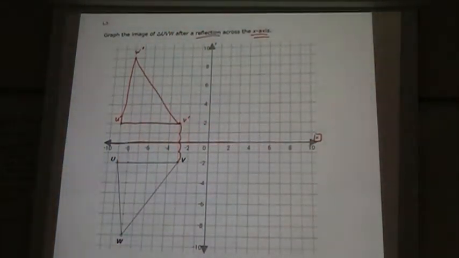Is that the only way to do it? No. But I feel like with the graphs, that's a pretty smooth way to do your reflections. I am going to show you the second method, but again, for graphing, I feel like counting is the quickest, most efficient way to do the problem.